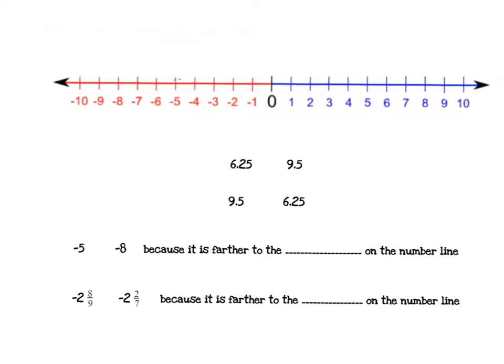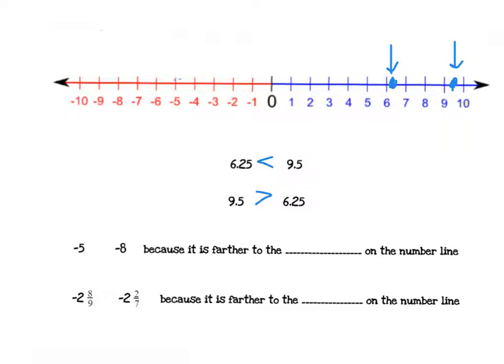Here I'm comparing 6 and 25 hundredths, which would be located about right here. Go ahead and graph that on your number line also. We're comparing that to 9 and 5 tenths, or 9 and a half. So halfway between 9 and 10 is that number. So I know that 6 and 25 hundredths is less than 9 and 5 tenths because it's further to the left on the number line. That means that 9 and 5 tenths would be greater than 6 and 25 hundredths because it's further to the right on the number line.